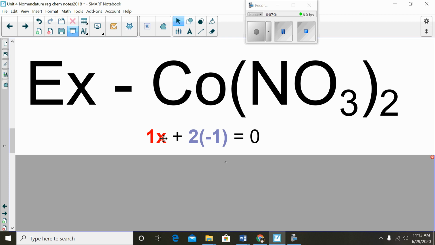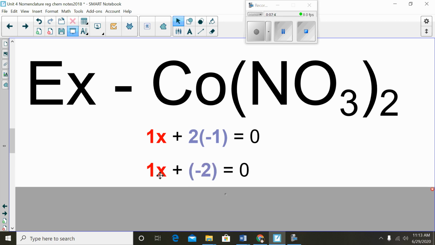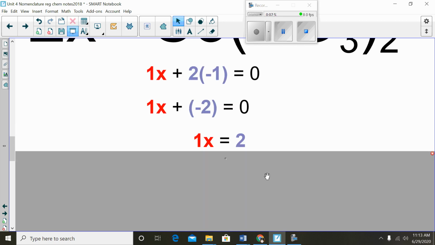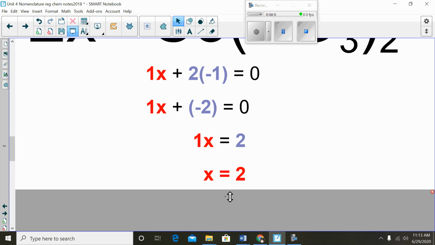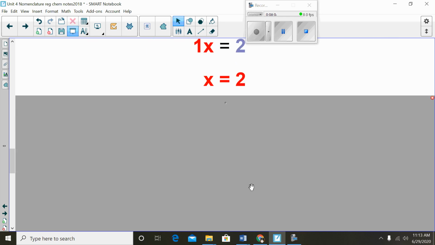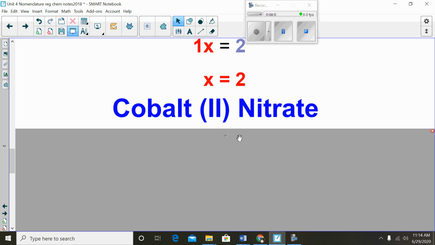So cobalt is my unknown, so I have 1 cobalt in the formula, and it's the unknown Roman numeral, so it gets the X. I have 2 nitrates, right? There's 2 on the outside of that parentheses, and nitrate has a -1 charge. That's on your reference list. So the first thing I do is multiply my numbers. So 1x remains the same. 2 times 1 is 2, and it keeps its negative charge. Next, I move the 2 over to the other side to isolate my x, and then to solve for x, I divide by 1, and that leaves me with x equals 2. So that means my Roman numeral is 2. So the correct name is cobalt 2 nitrate.